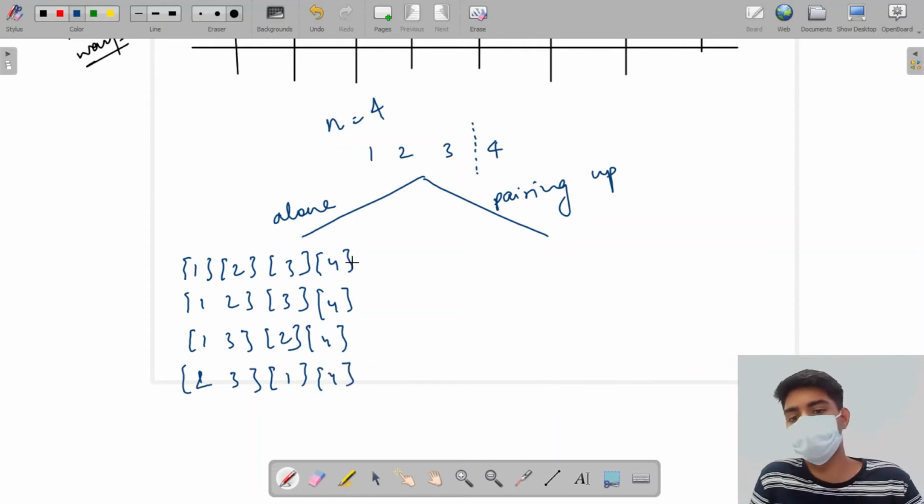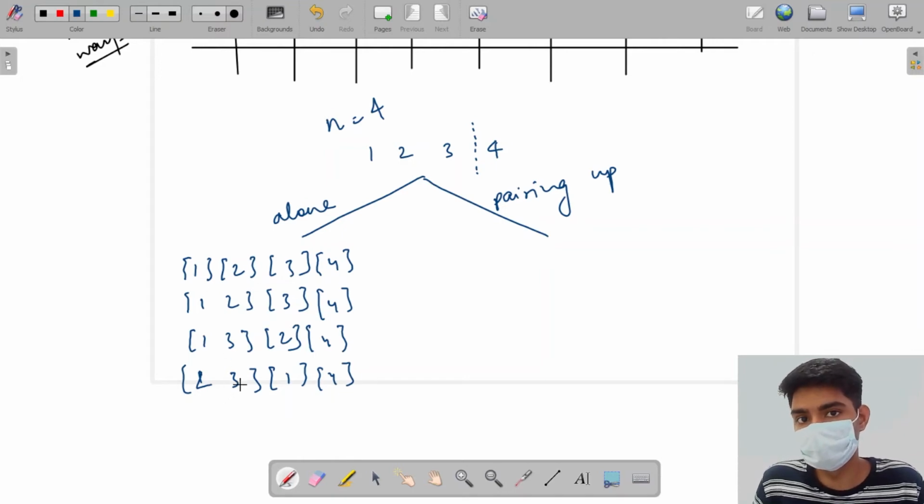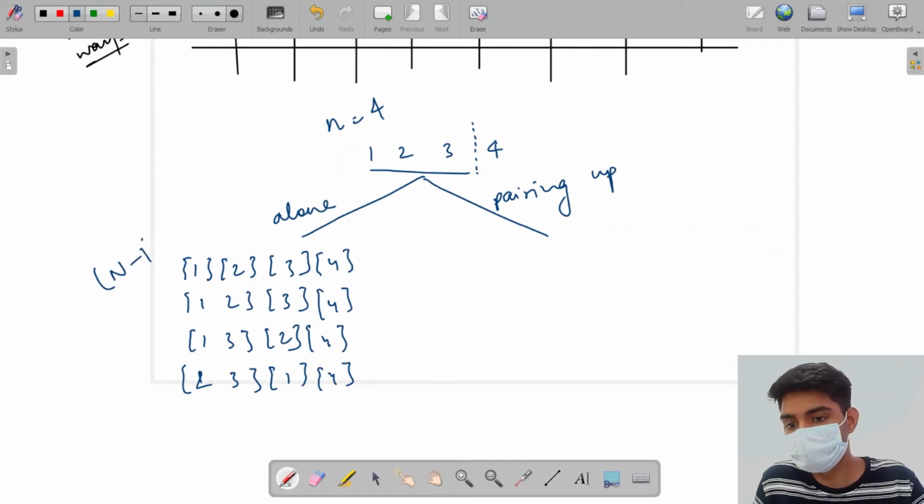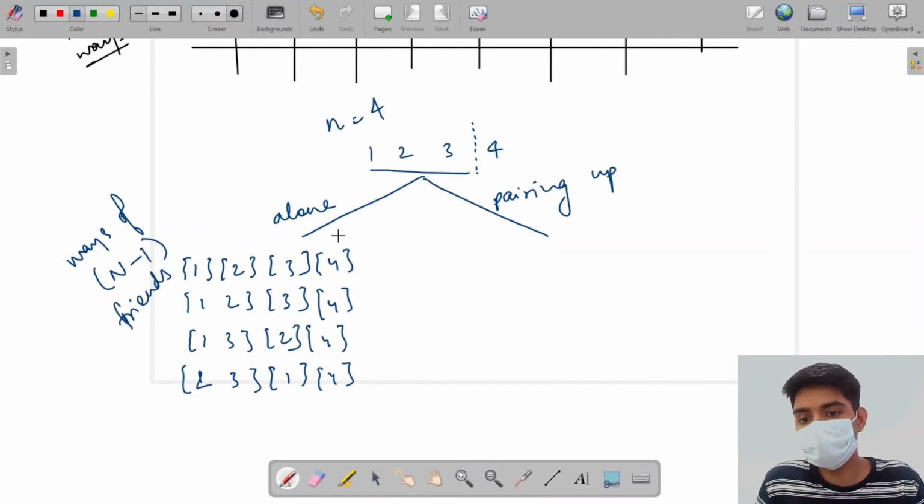Is there any other way where 4 is alone, but it is not written here? No, right? The only other ways for 4 would be if 4 pairs up with someone, right? All of the ways where 4 is alone have already been written here, and these are the same ways which are dependent on n minus 1, the ways of n minus 1 friends. So I can say that if 4 is going alone, it is dependent on the ways of n minus 1 friends, right? I can say this very clearly.